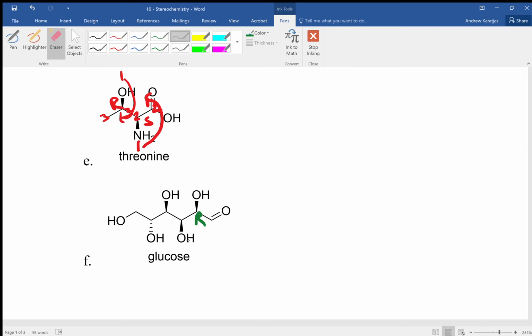Our next chiral center, oxygen highest priority. On the left, we have a carbon that's bonded to a carbon and an alcohol. Same on the right. But on the right, if we go one carbon further, we have the carbonyl, which wins out over the alcohol. So 1, 2, and 3 there. Gives us S.